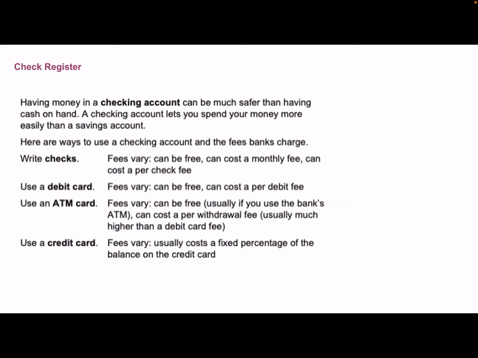Here are ways to use a checking account and the fees banks charge. So there's 4 categories. When you write a check, use a debit card, use an ATM card, and use a credit card. So just read what each of these 4 different fees that the bank may charge.